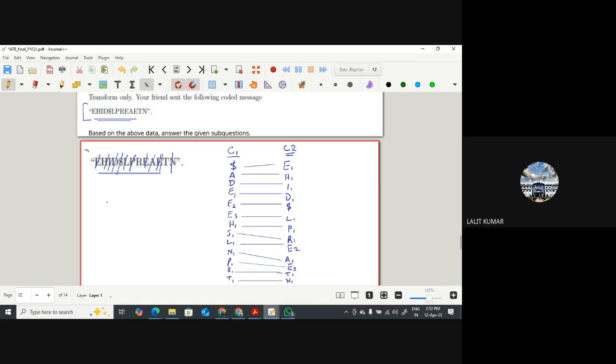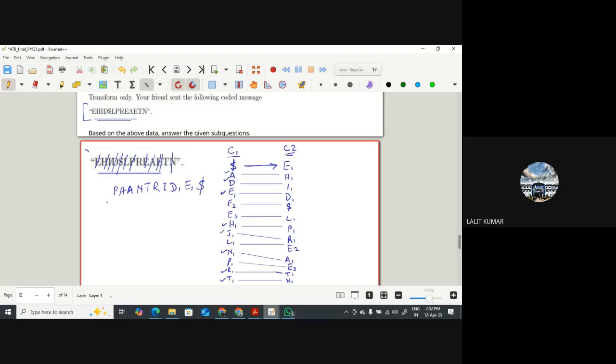And now you start with dollar. You write dollar, and you write what is the character before it. So it is E1. Now you go to E1. Where is E1? E1 is here. After E1 is D1. Now you go to D1. D1 is I. Now you go to I. I is R. You go to R. R is T. You go to T, T is N. You go to N, N is A. You go to A, A is H.